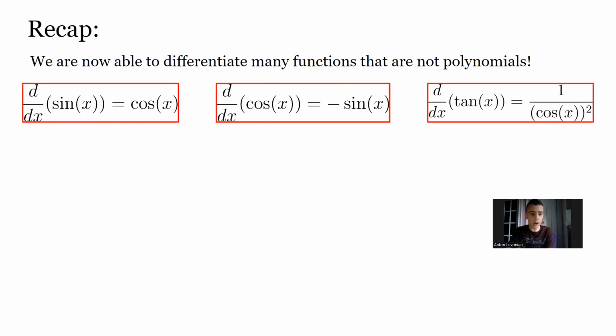Firstly, we derived 2 of the most important trig functions. So we have derivative of sine of x is cosine of x. The derivative of cosine of x is negative sine of x. This negative sign often throws a lot of people off, but it's there.